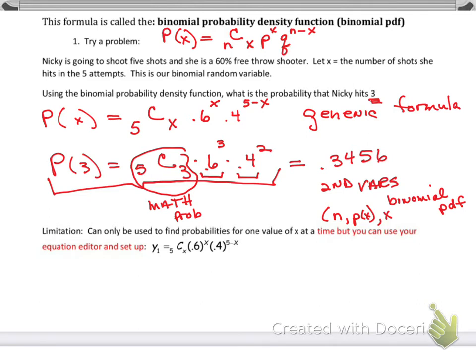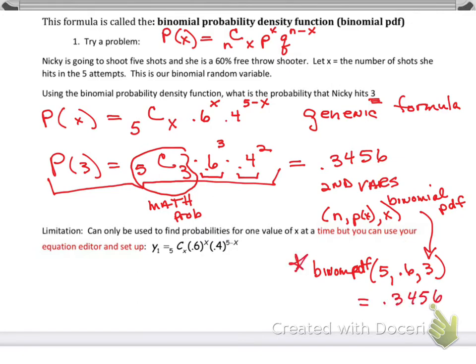And they should each be connected by a paren. Okay, so when I put this in my calculator, what I'm going to plug in is 5 trials, 0.6, and x is going to be 3. That will give you the same answer. If you plug that in your calculator, I want binomial PDF, and you will get the same exact answer, 3456.